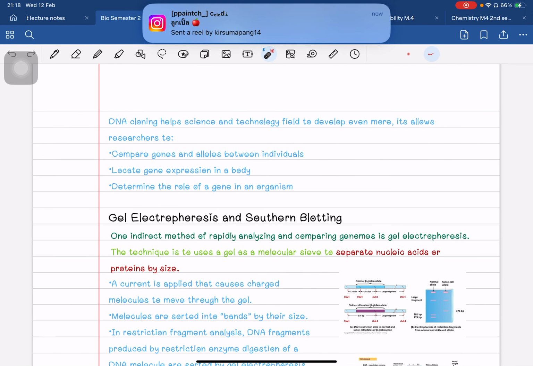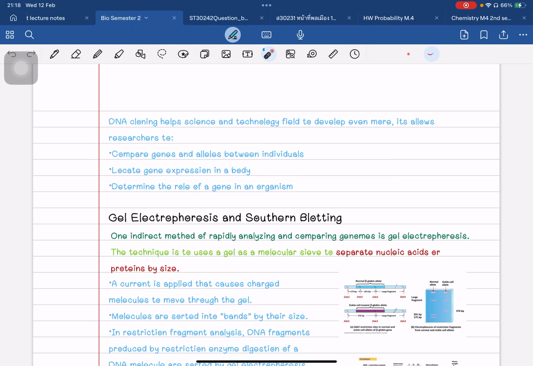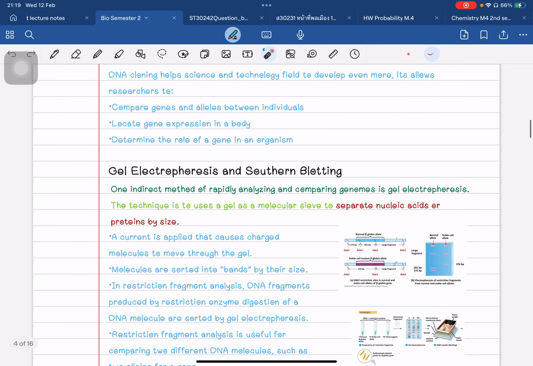So DNA cloning helps science and technology fields to develop even more. It allows researchers to, first, compare genes and alleles between individuals. Two, locate gene expression in the body. And finally, determine the role of the genes in an organism.